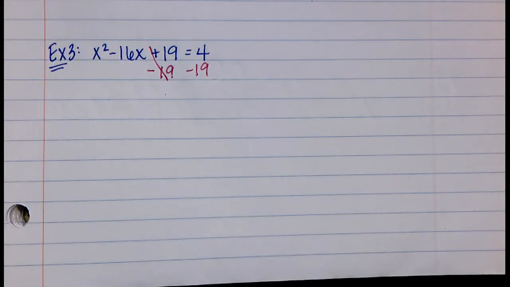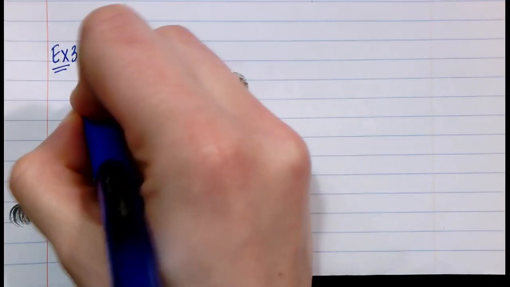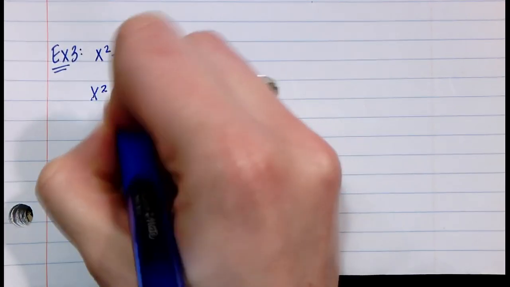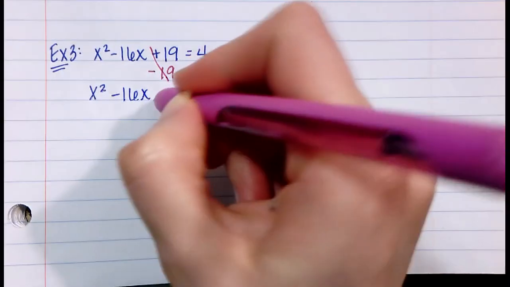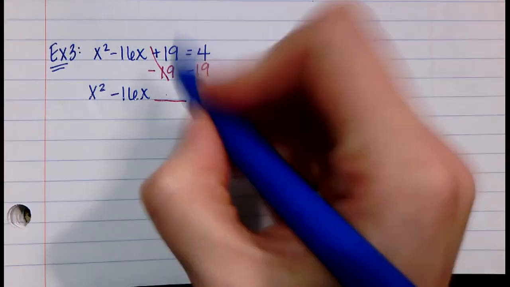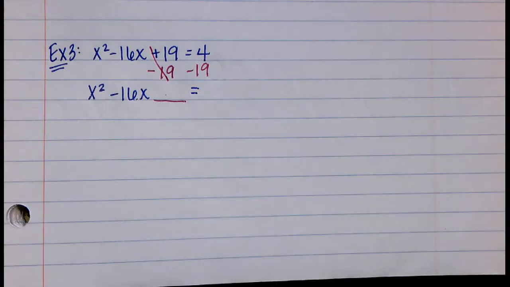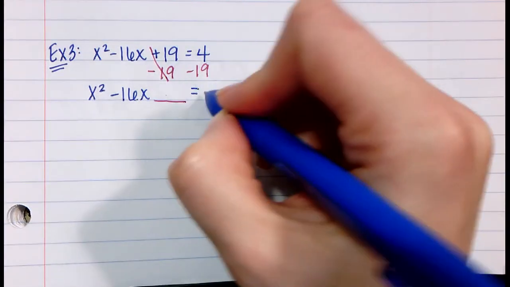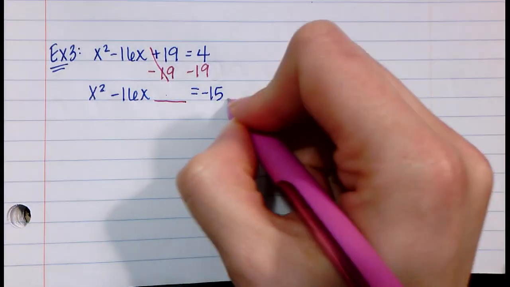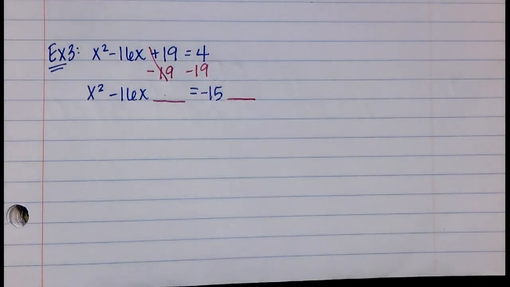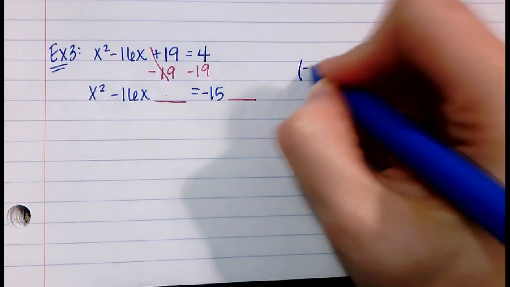So we would rewrite x squared minus 16x. You would draw the blank. Your equals. 4 minus 19 is -15. And again, you would add your blank. Take our b term, which is -16. Divide it by 2 and square it.